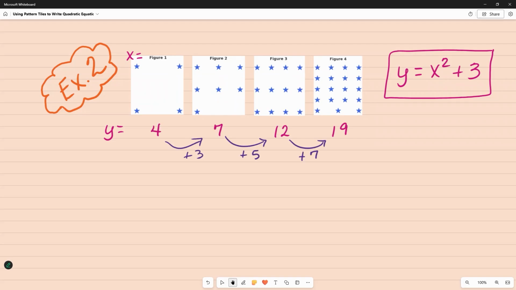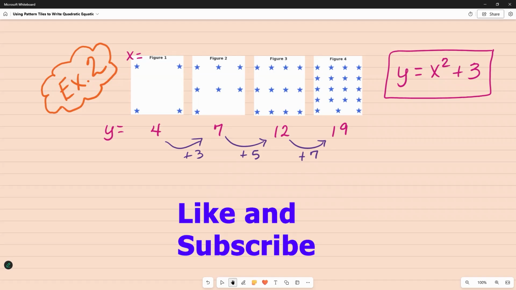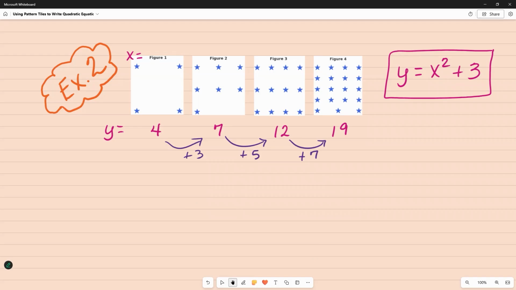So when I try to check the first difference, I see that it's not constant. So I know that it should not be a linear equation. A linear equation would have the highest exponent of 1. Now I'm going to go on to the second difference to see if it is constant, which means to get from 3 to 5, I had to add 2. And then to get from 5 to 7, I also had to add 2. So that tells me that I'm about to have a quadratic equation because my second difference is constant.